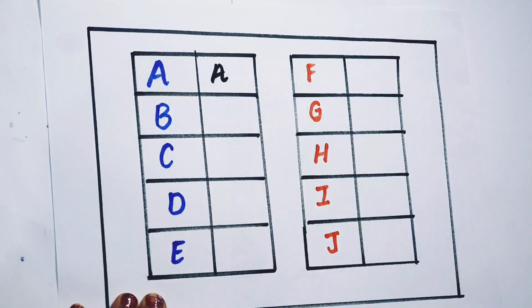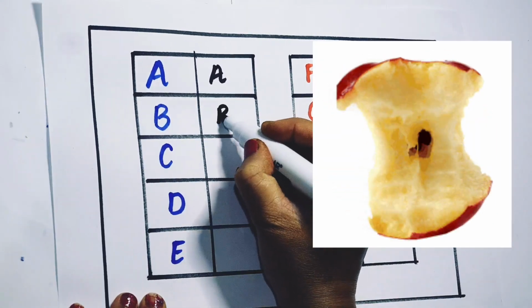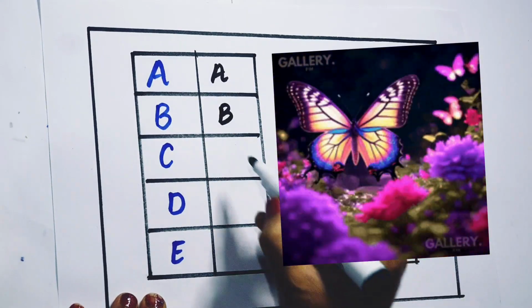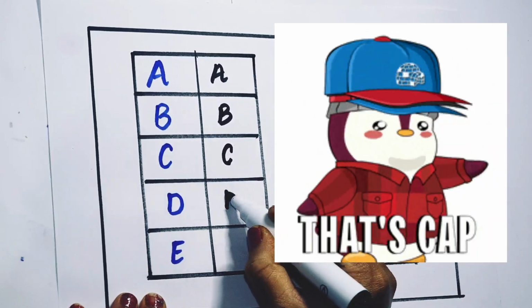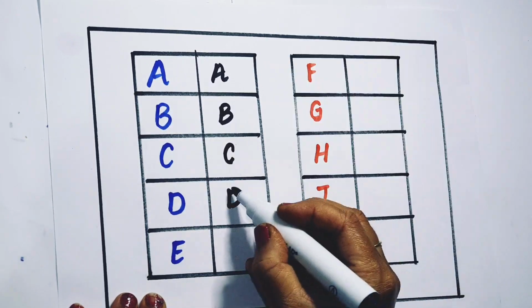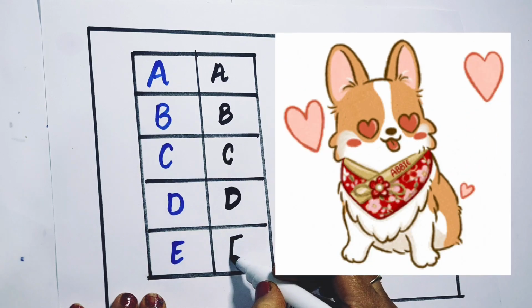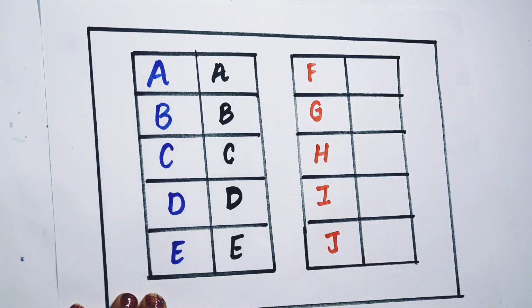Black color. A. A for apple. B. B for butterfly. C. C for cap. D. D for dog. E. E for elephant.